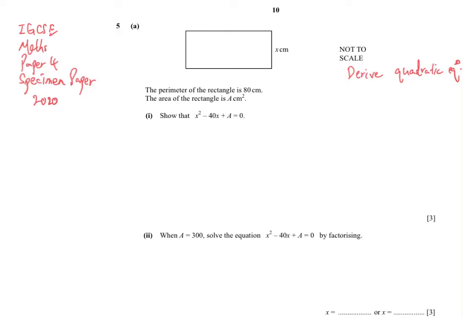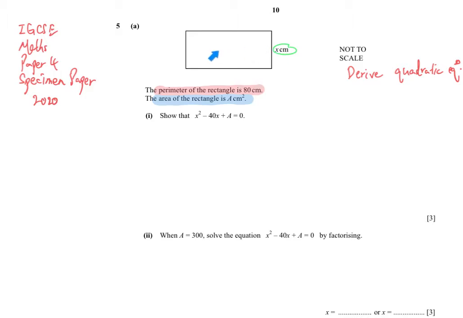So here we come to IGCSE Mathematics Paper 4, Specimen Paper 2020. Question 5A, Part 1 is about how to derive a quadratic equation. First of all, let's see what we got. We have the perimeter in red color, and then the area in blue color. And then we also have one of the widths, which is x cm, in the green color here.